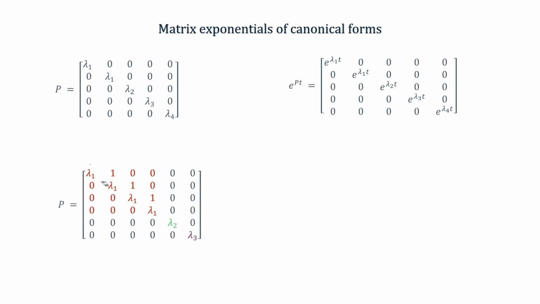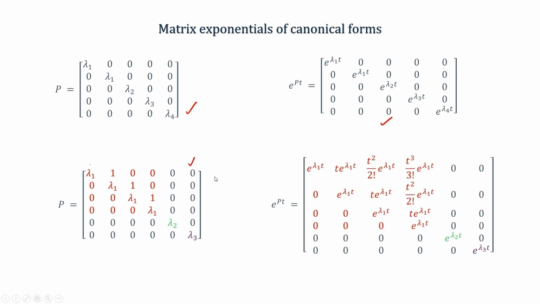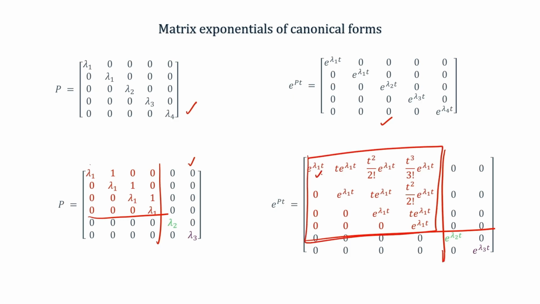Now if I try to find out e to the power of pt, in the diagonal case it was quite easy. In this case also it turns out that it will be of this form. Corresponding to this 4 cross 4 block you will get a 4 cross 4 block here, where the diagonal entries are similar to the diagonal case, but here there will be t e to the power lambda 1 t, t square by factorial 2 e to the power lambda 1 t, t cube by factorial 3 e to the power lambda 1 t, and so on.